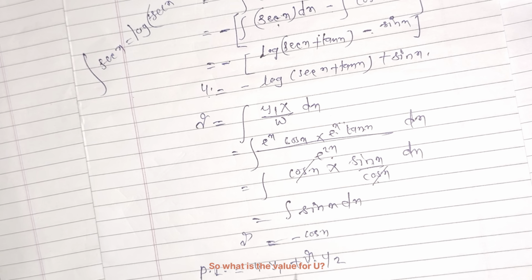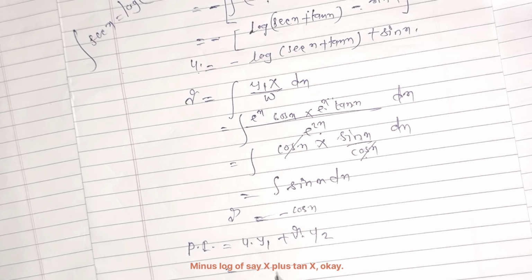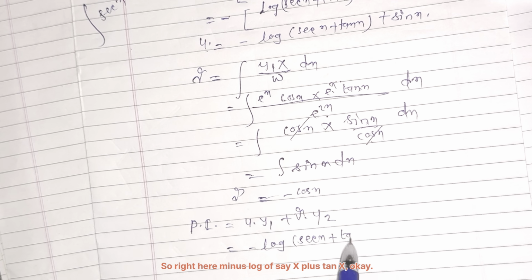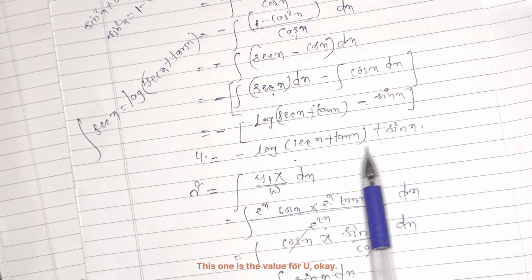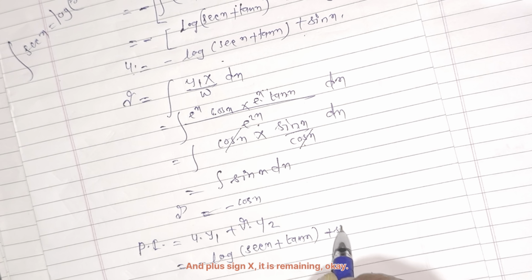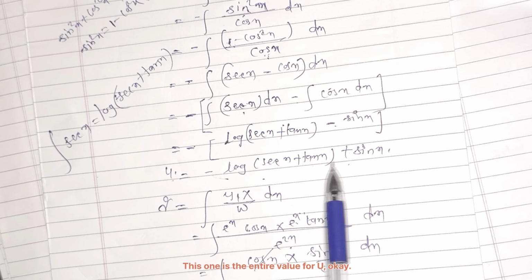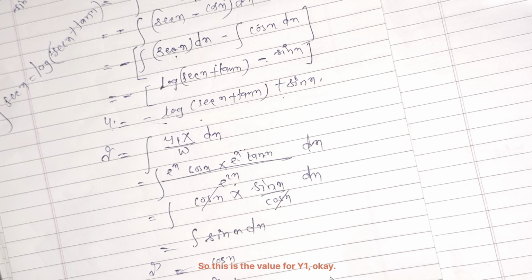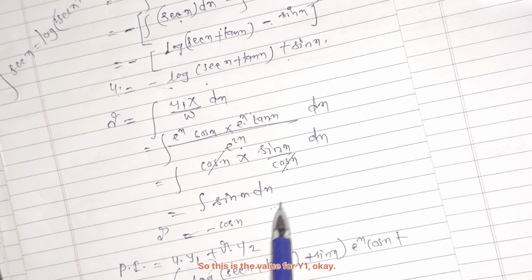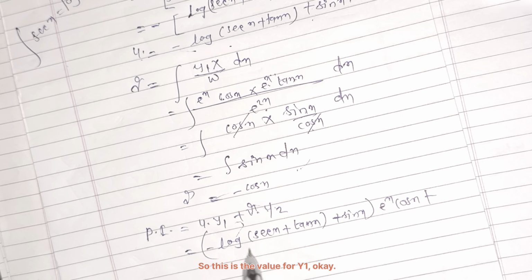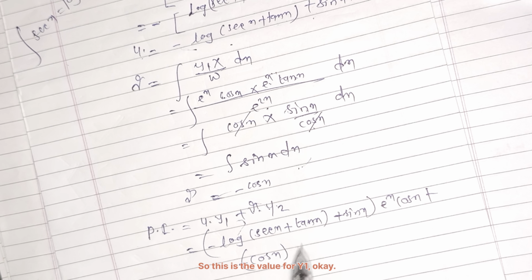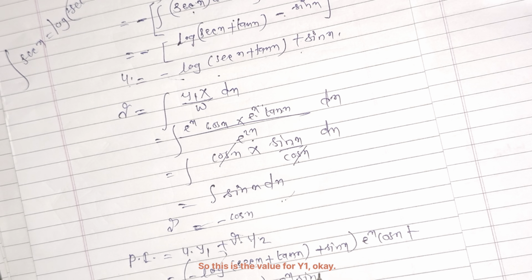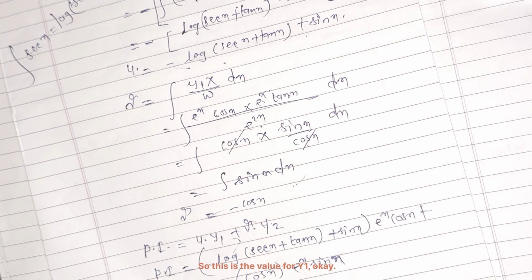What is the value for u? Minus log of sec x plus tan x, plus sin x remaining. This is the entire value for u, multiplied by y1. What is the value for y1? e raised to x cos x. Plus, after that we want v into y2, where v is minus cos x, into y2. What is the value for y2? e raised to x sin x.